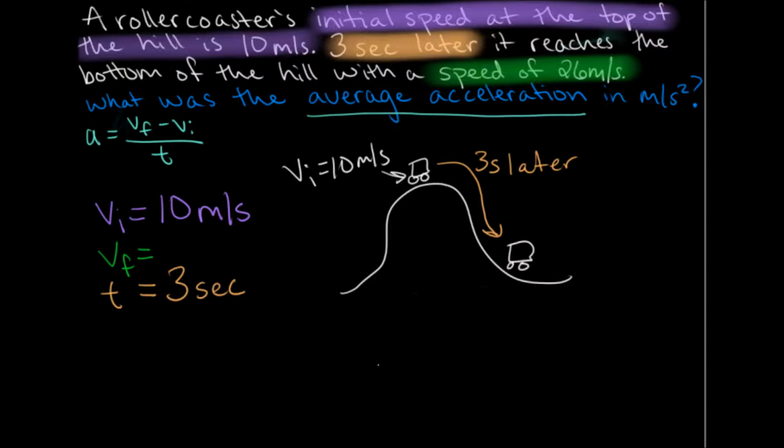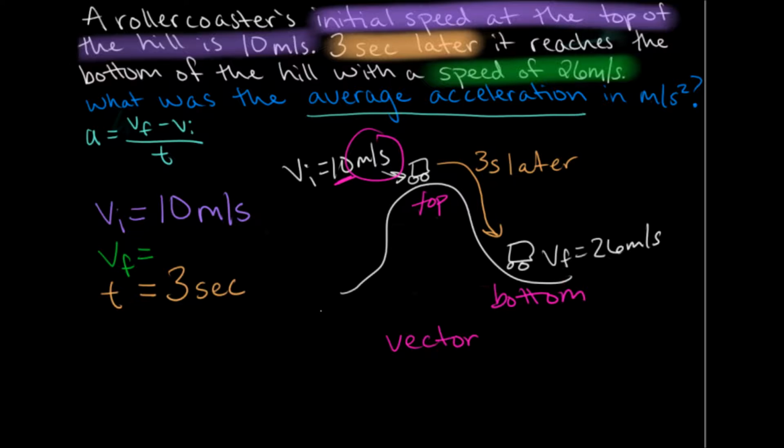And it has a different speed. It now has a speed of 26 meters per second. So initial just means what its starting speed was, and its final velocity is essentially its ending speed. And the only reason that these speeds are called velocities is because it has a direction. It's starting at the top and then going down to the bottom. So that makes it a vector quantity because it's a number, a unit, and a direction.